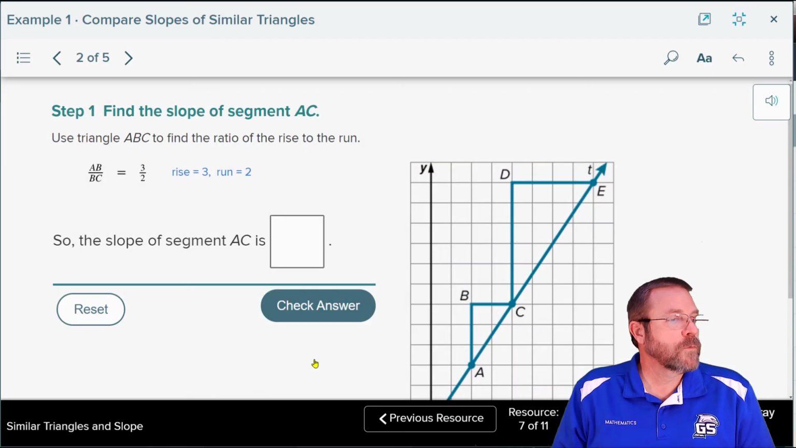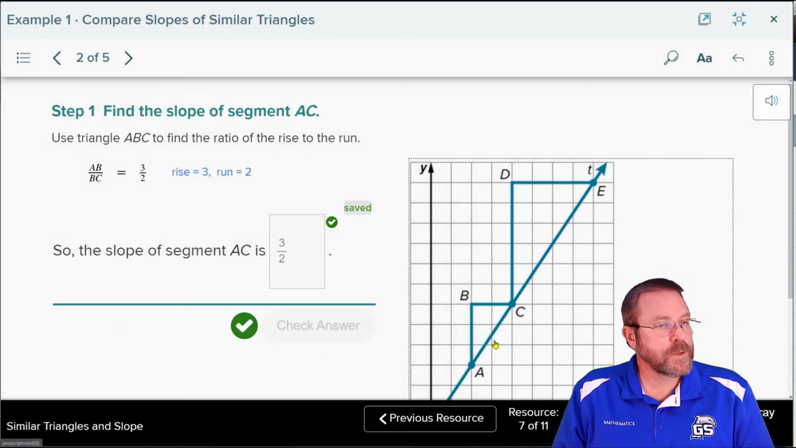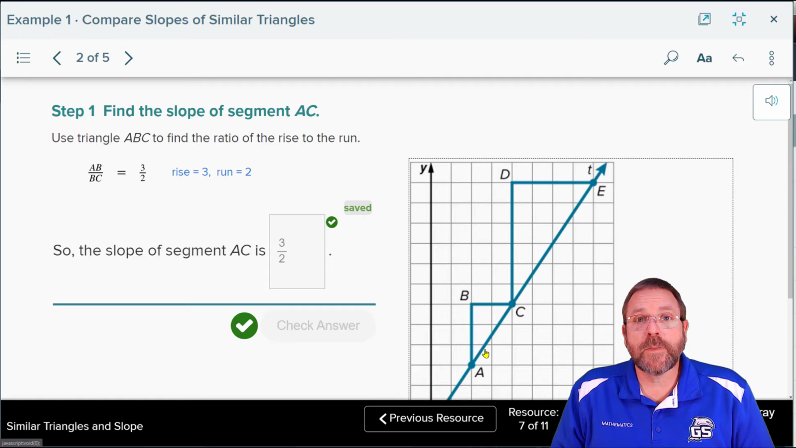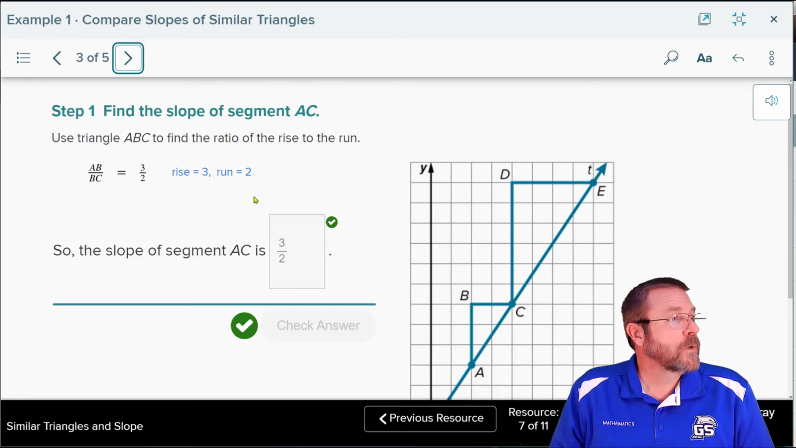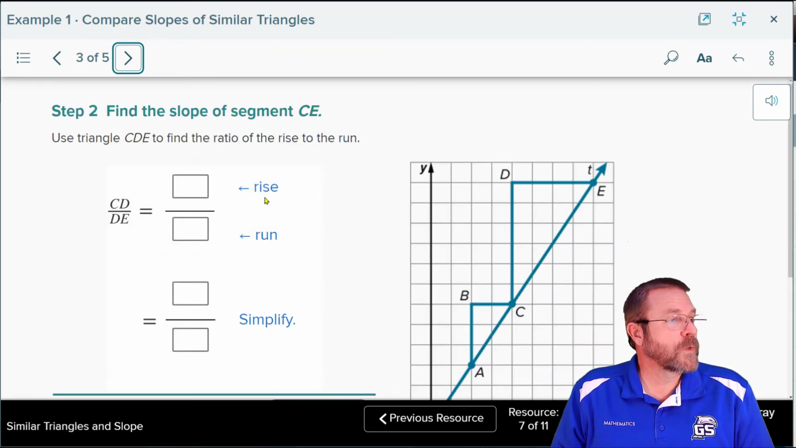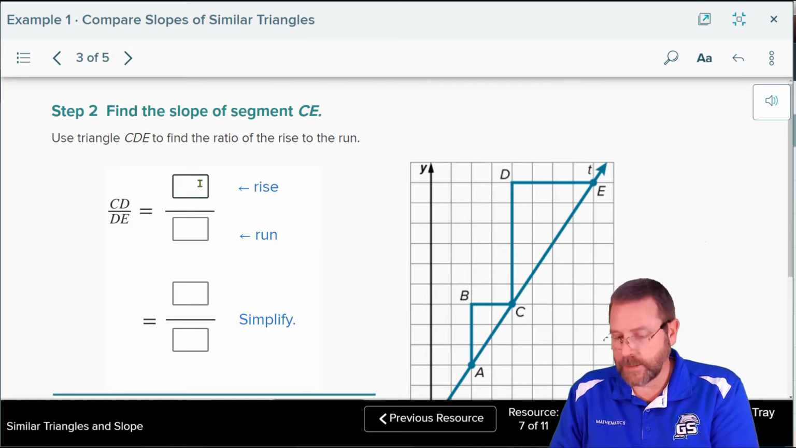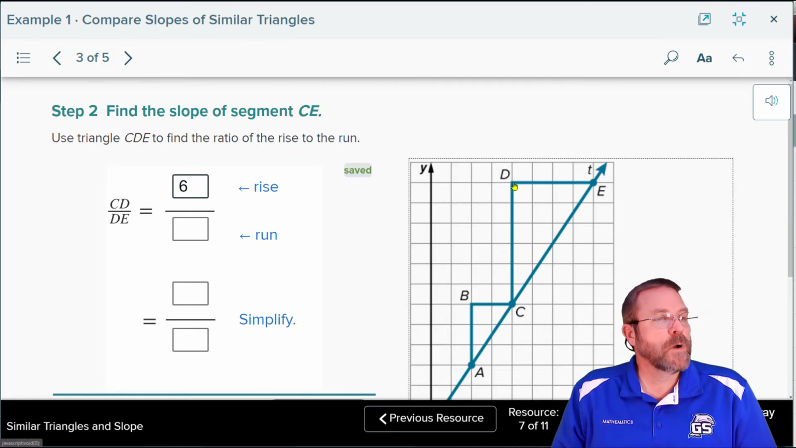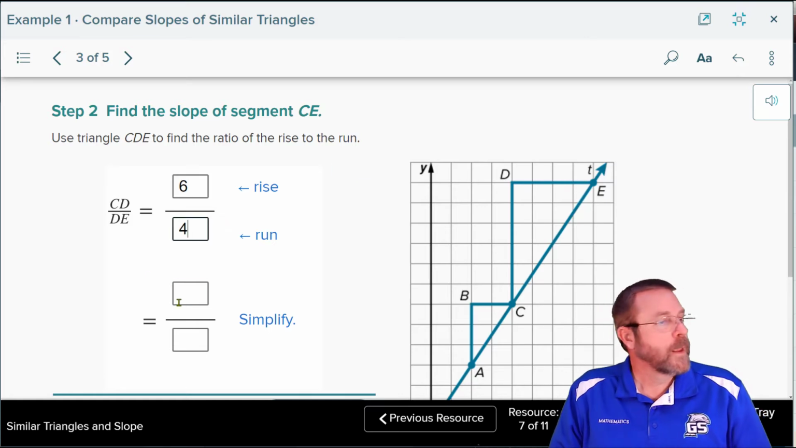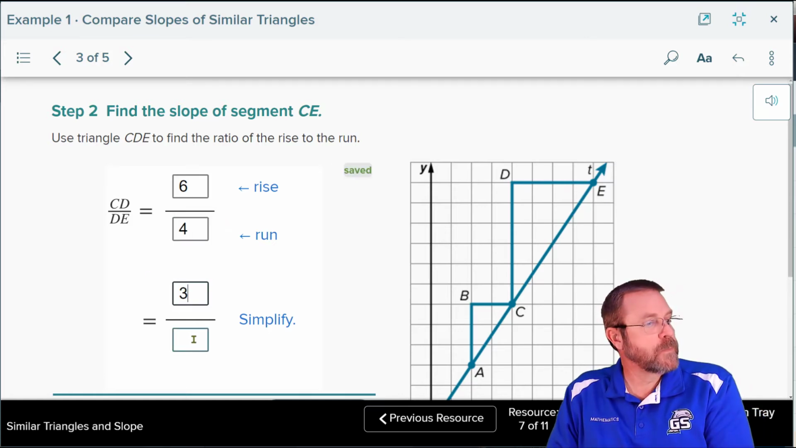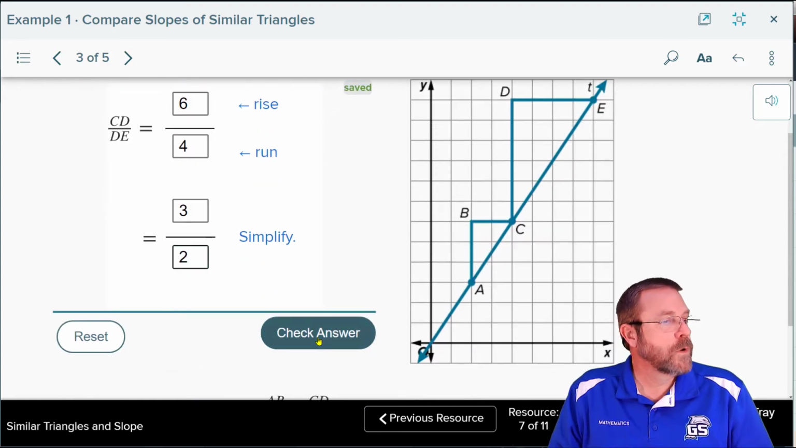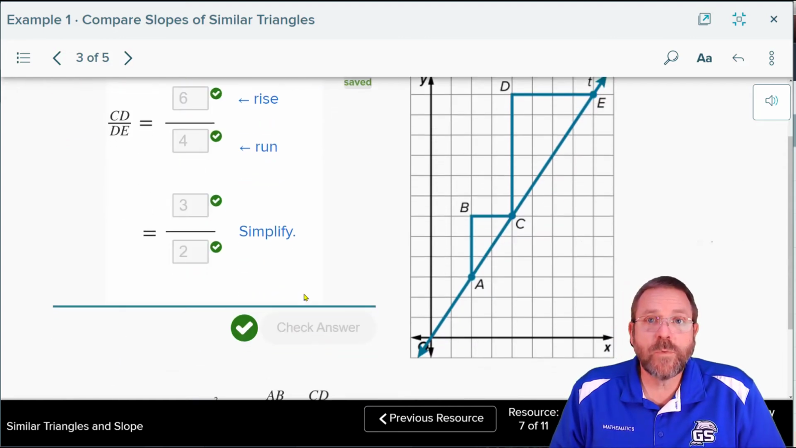So that means that this little section right here is going to be 3 over 2. Next, we're going to find the slope of section 2, where we got the rise of CD. That's 1, 2, 3, 4, 5, 6. So my rise is going to be 6, and my run is going to be 1, 2, 3, 4. It's going to be 4. And of course, that simplifies to be 3 over 2, which is the same exact slope we got doing it the other way.